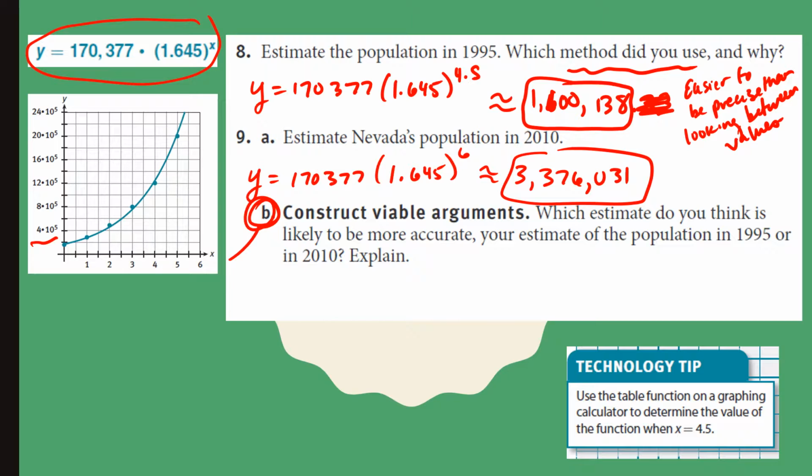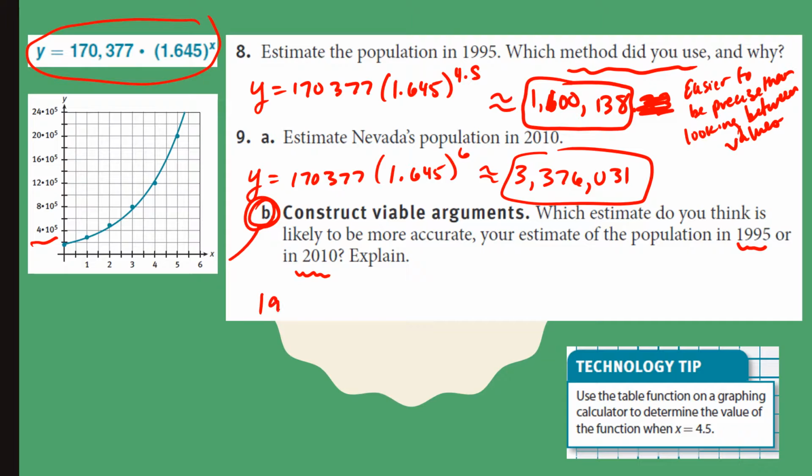Now, this is a really great question to think about. Which estimate do you think is likely to be more accurate? I want to talk about this in class, so remind me. Your estimate from 1995 or 2010? And explain. So pause this and take a couple minutes to think about which one you think would be more accurate and why.